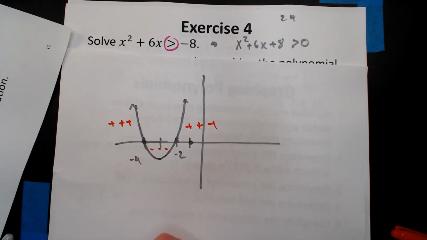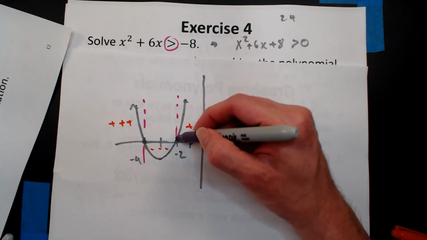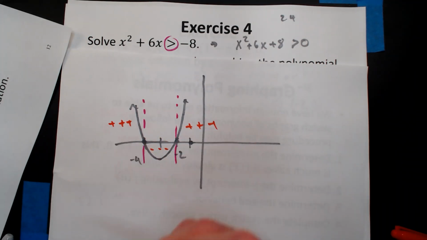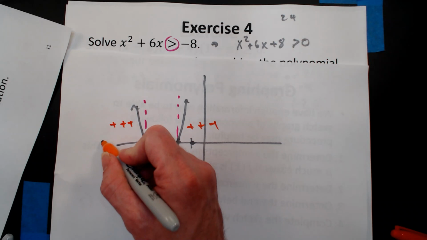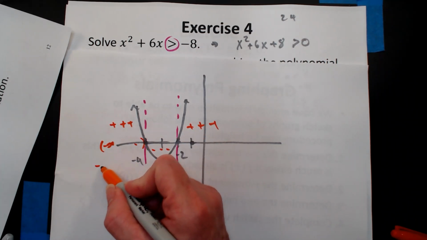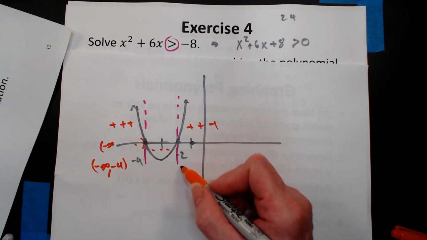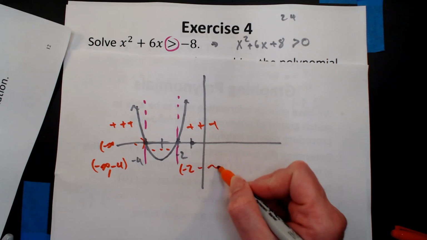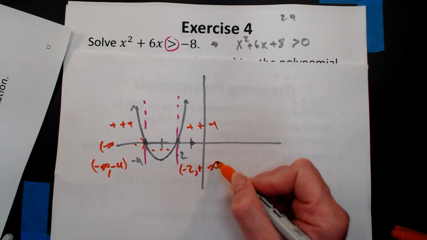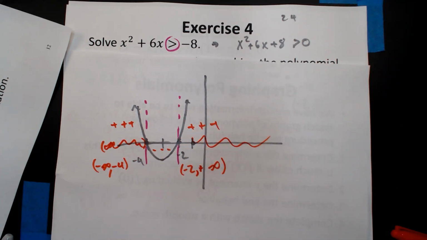We want where it's positive, so I'm going to want all this interval. I'd want all the intervals from here to here, negative infinity all the way to negative 4, and negative 2 all the way to positive infinity. So that's where our graph is positive, above the x-axis.